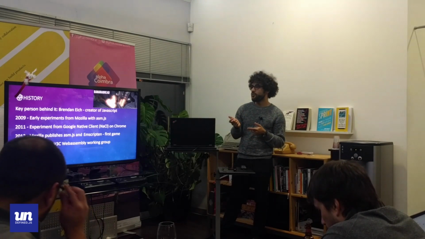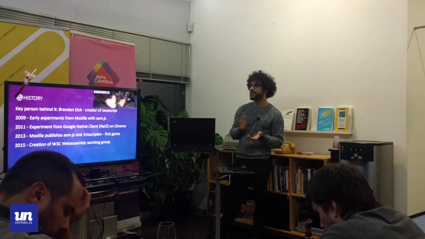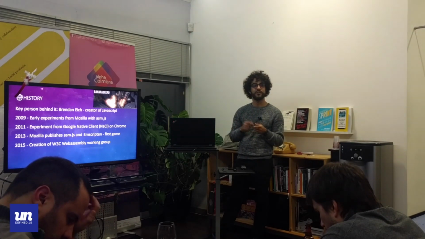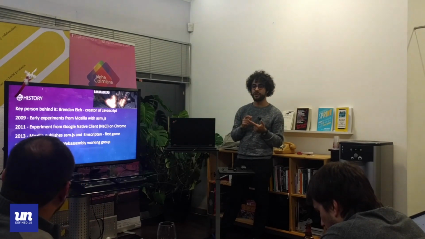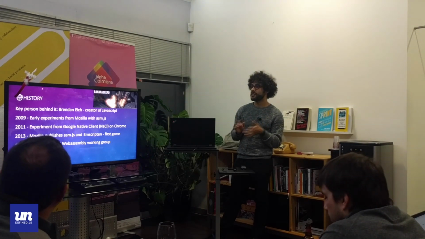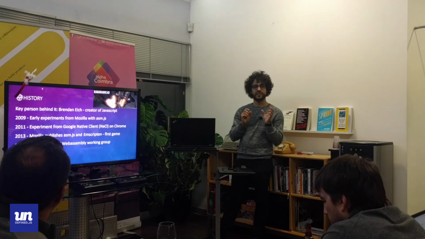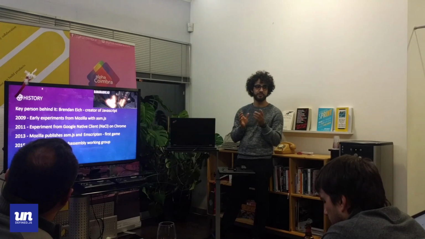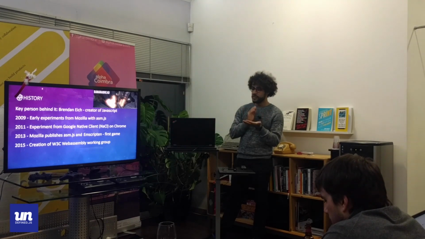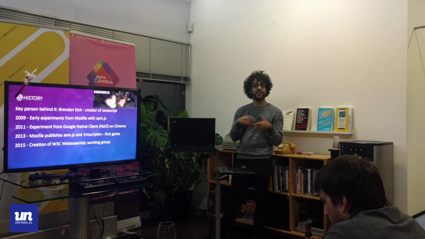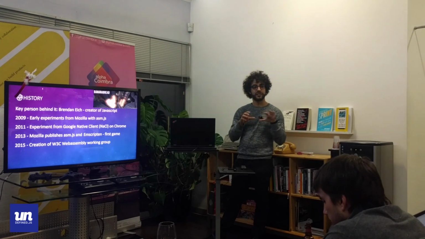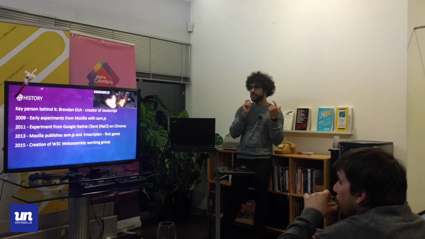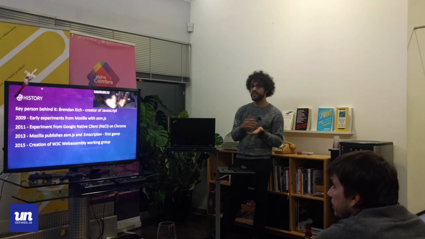WebAssembly was born in 2009 at Mozilla in an experiment to run JavaScript code at near native performance, and they called it asm.js. What they did was create a small set of instructions from JavaScript, using some mathematical expressions to run JavaScript really fast, and then they created a compiler, Emscripten, that compiled C and C++ code to asm.js.